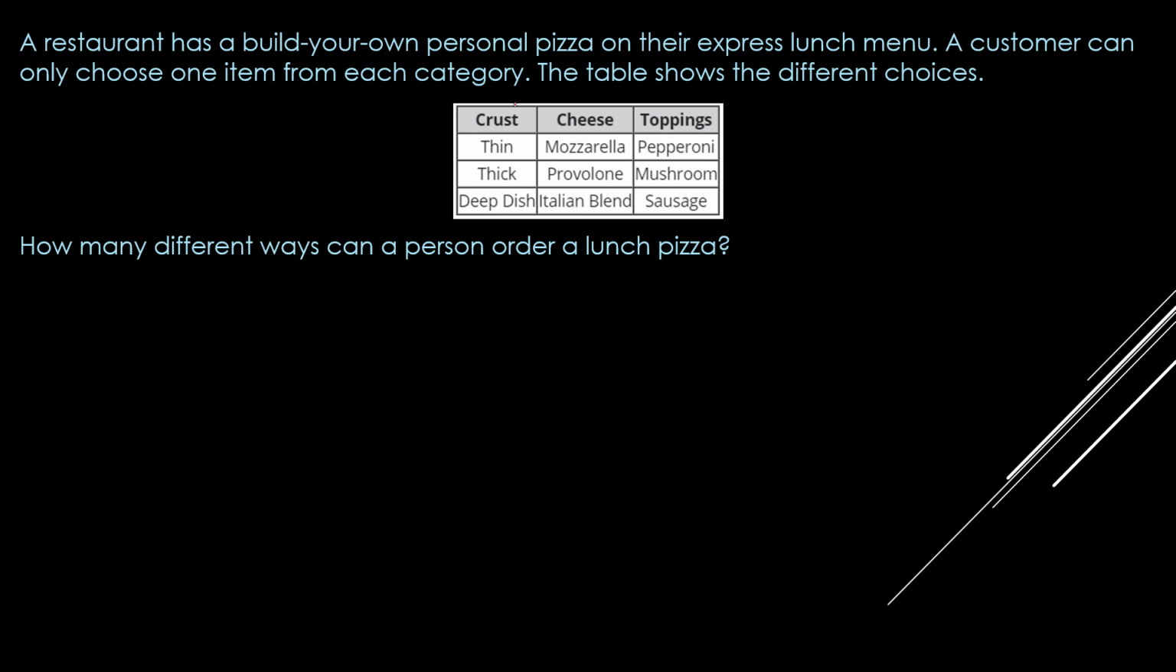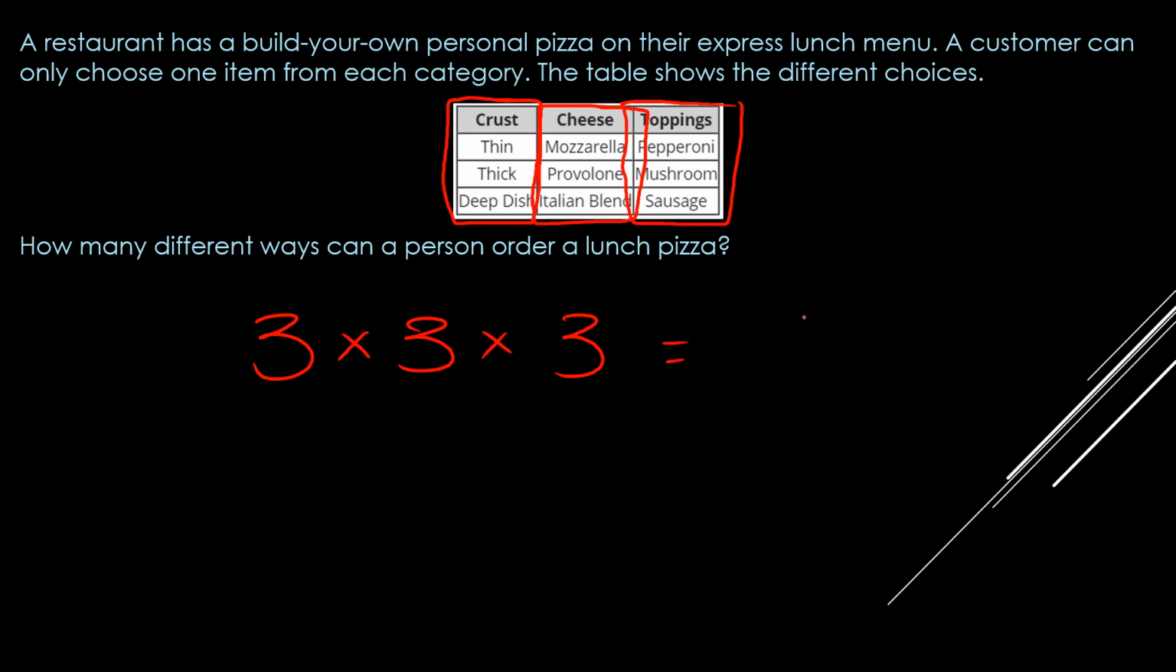Well, if I look at my crust, I have 3 different options for my crust: thin, thick, or deep dish. If I look at my cheese, I have 3 different options for my cheese: mozzarella, provolone, or Italian. And if I look at my toppings, I have 3. I can pick pepperoni, mushroom, or sausage. And again, to figure out how many different ways, all we need to do is multiply them together. So 3 times 3 times 3 gives me 27.